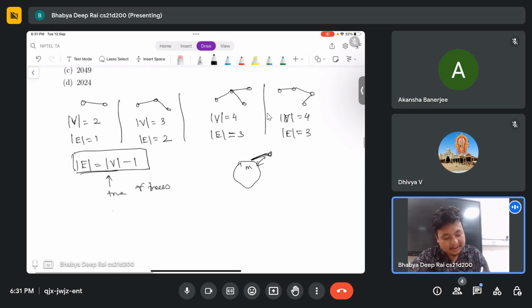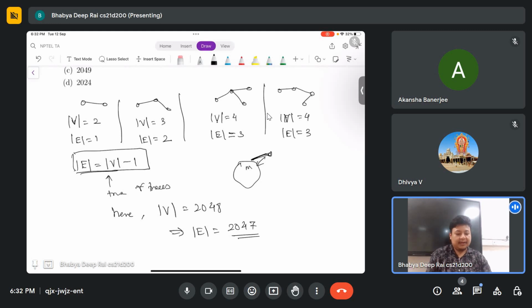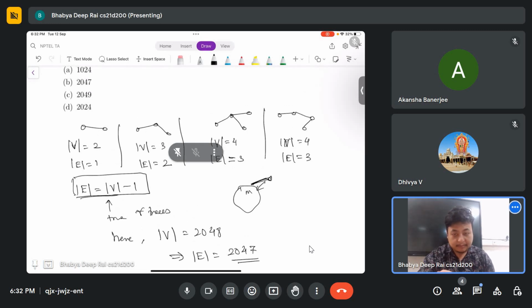So here the number of vertices is 2048. This means the number of edges is the number of vertices minus 1, which is 2047. Okay, and which one is this? Yeah. So the answer is B. Yeah, so you were right, Akash.